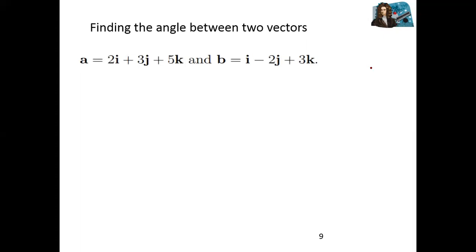Okay, two vectors are given. I'm not going to solve, but I will tell you the A vector and B vector. How to find the angle between these two? To find the angle between these two vectors, we use a formula, and that formula is the inverse cosine, arc cos, of A dot B divided by A magnitude times B magnitude.